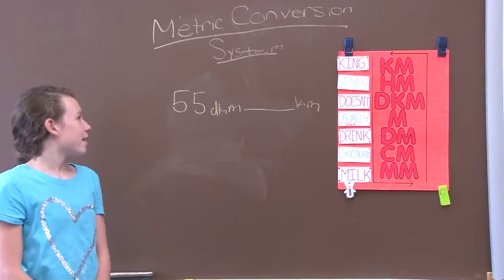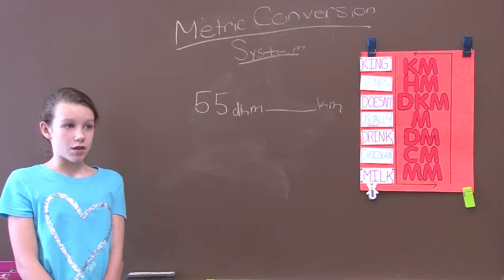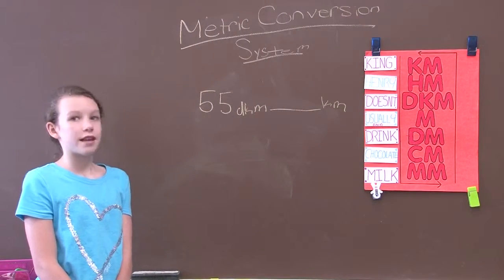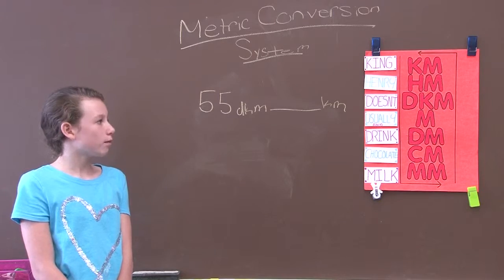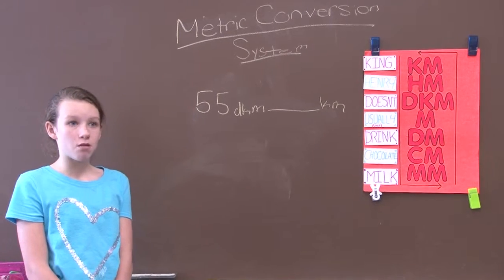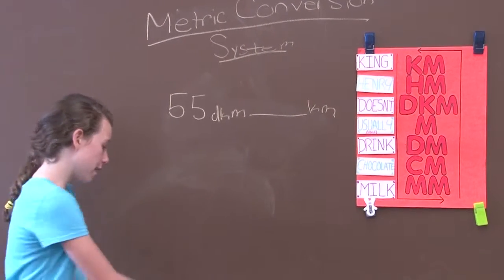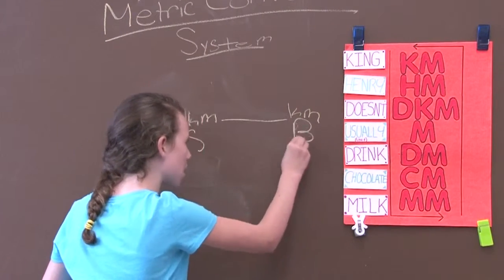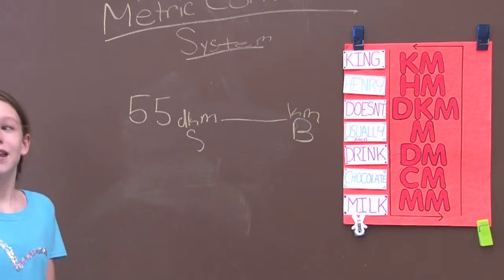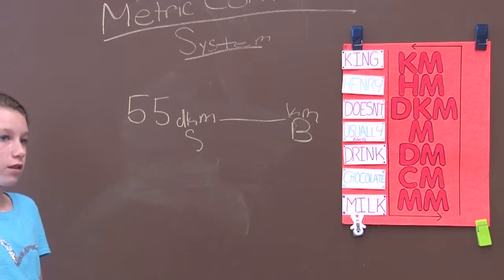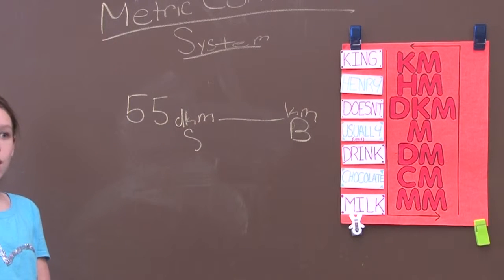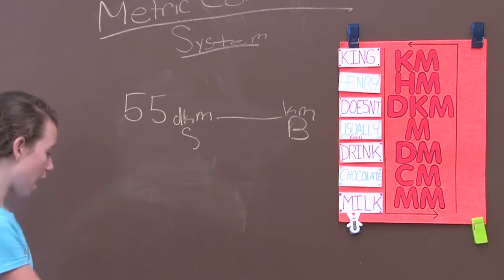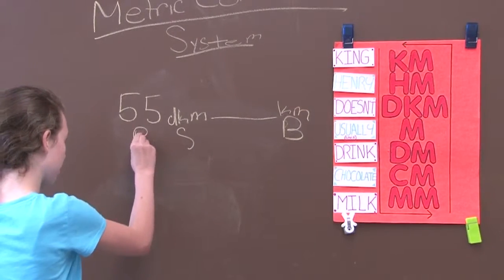So our next problem is 55 decameters equals how many kilometers? Just like the last example, we have to mark the bigger one with the B and the smaller one with the S. In this case, DKM is smaller than KM. Again, since there's an equal sign, we mark the bigger one with the B and the smaller one with the S. So this would be a B.